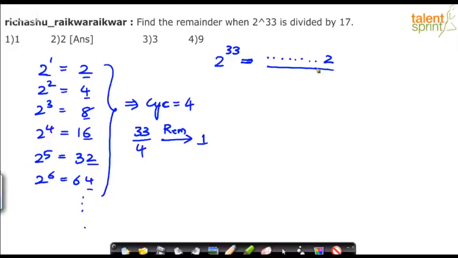No, he's not asking us to find out the unit space of 2 power 33. Many of you I see are marking the answer as option 1. Option 1 is not the answer. He's not asking us to find out what it ends with. And even if it were asking what it ends with, it should be option 2 and not option 1. What have you done, Anuradha Sharma and Baby Kumari, that you have got option 1 as the answer?